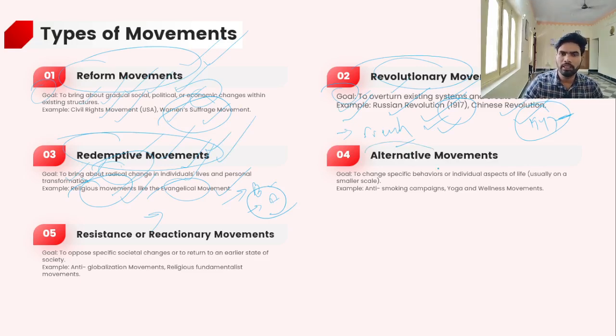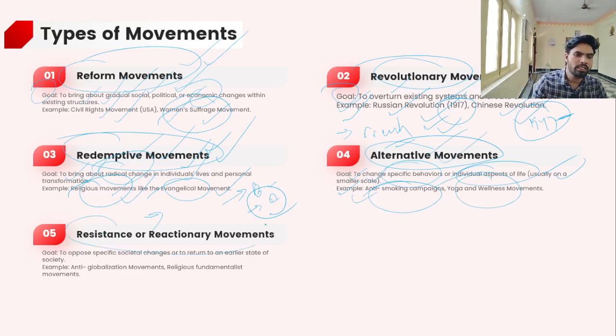Then another type of movements are alternative movements. What is the goal of these movements? The goal is to change specific behaviors or individual aspects of life. This is usually on a smaller scale, not on a radical or bigger scale. Examples are anti-smoking campaigns, yoga and wellness movements. These are examples of alternative movements.